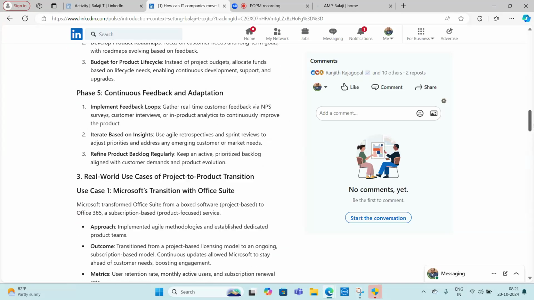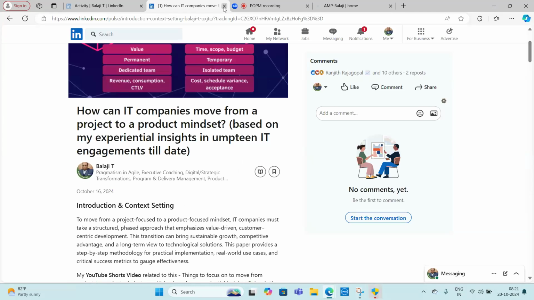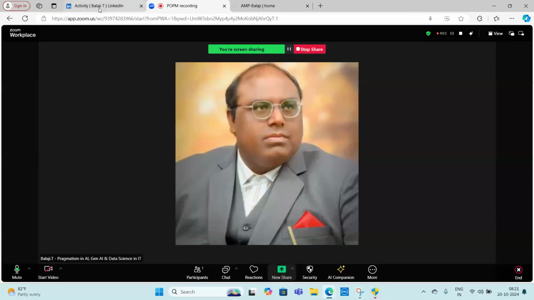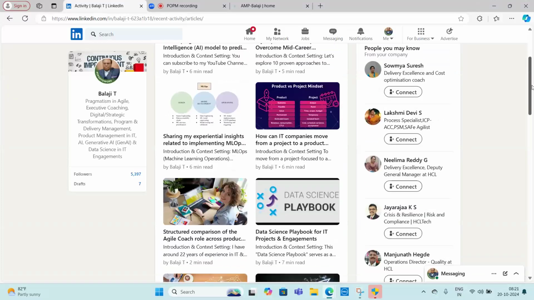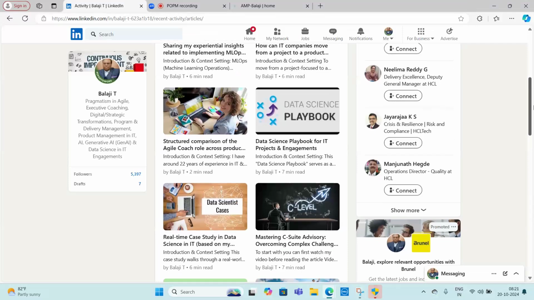Okay. So this is one article on a very high level in terms of project to product mindset. I'm just closing this browser and I'm also going to the next article. So I'm selectively picking up relevant articles.